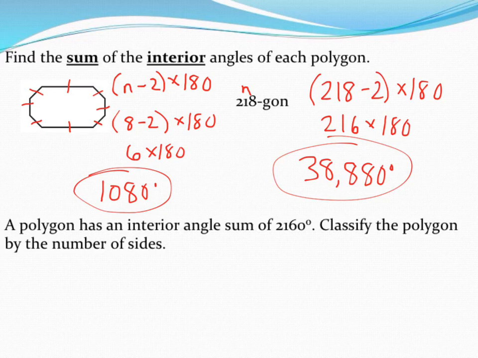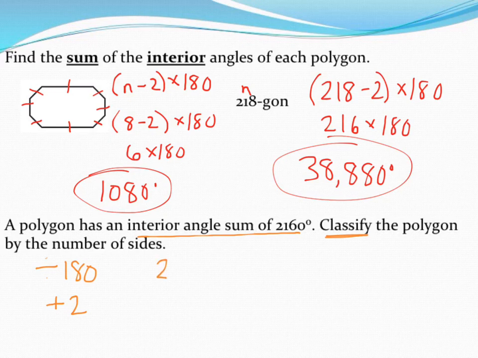For this next problem, we actually want to work backwards. They've given us the interior angle sum, and they want us to classify or name the polygon that has an interior angle sum of 2,160 degrees. So because I'm working backwards, I'm just going to use my formula backwards. Our formula had us end with multiplying by 180, so I'm going to start with the reverse of that. I'm going to start with dividing by 180. And then our formula had us subtract 2, so the opposite of that would be to add 2.